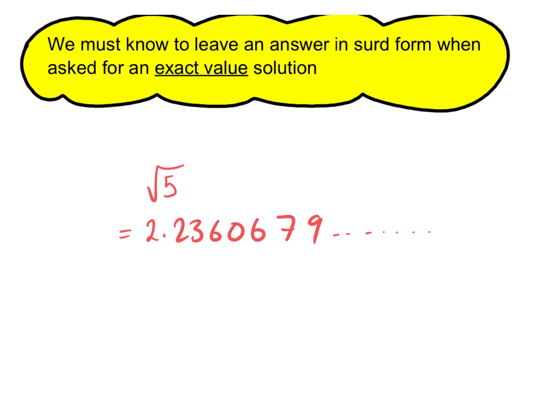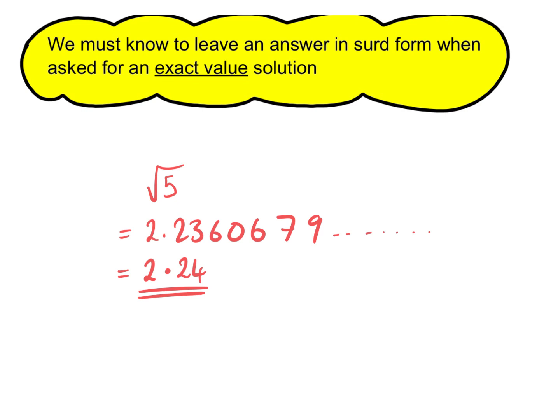The problem is, as soon as you round a number like this, then it's no longer the exact answer, it's an approximation. So let's say 2.24. So that's the 2 decimal places. Now, as I said, because I've worked out root 5 in the calculator and rounded it, that's no longer exact. So the actual exact value solution is just leaving it in this form here, root 5.